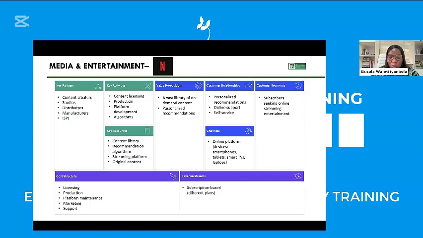What are the key resources required? They need a content library. Note that this business model canvas is for a media and entertainment entity, which for an example is Netflix. It would typically also apply to your likes of Amazon Prime and any other media and entertainment platform that falls in this category, the audiovisual. So content library, recommendation algorithms, your streaming platforms, and of course, they need original content. So all of the submissions that people put together and share with them to utilize their platform.